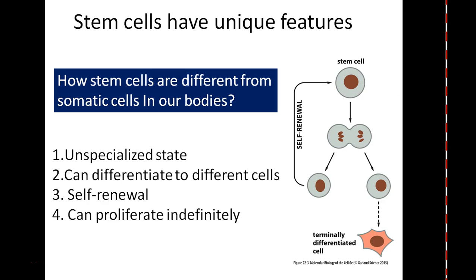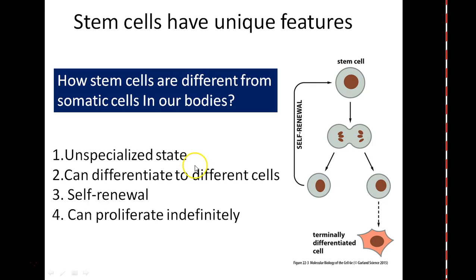So it's more like a precursor, or it doesn't have a specific function. And it can self-renew. So it can divide and make more of the stem cells, which are unspecialized. So it can keep this unspecialized state. So it can proliferate and make more stem cells, or it can choose a different path. It can choose a path and it can differentiate to specific cells.